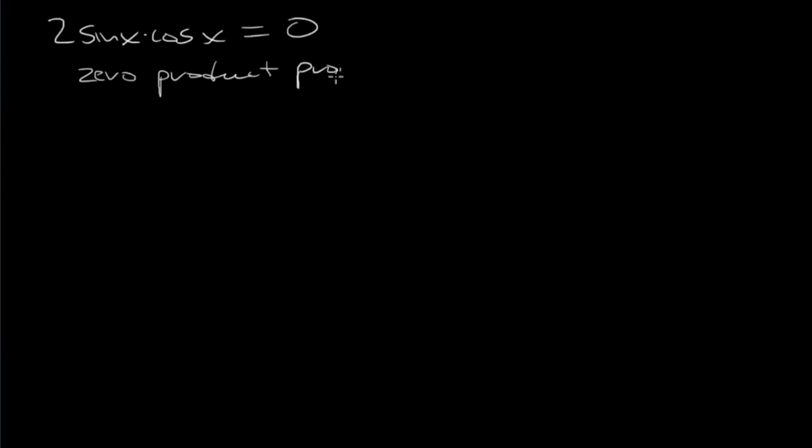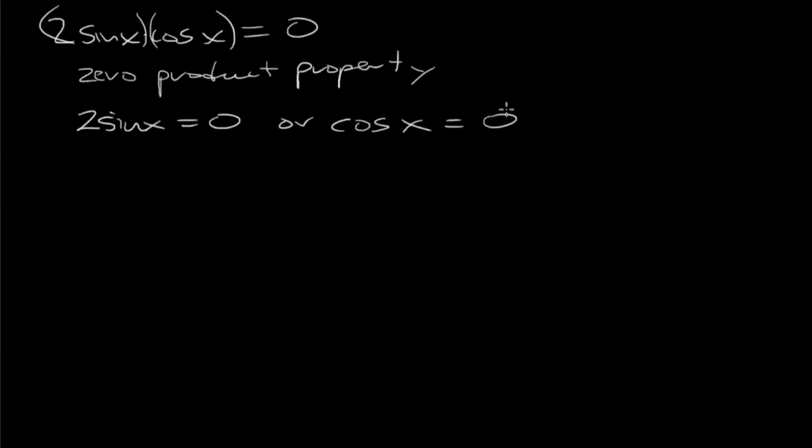We had 2 sine of x cosine of x equals 0. And what we could have done is we could have said, wait, this is multiplication. So using the 0 product property, I can divide this up any way I want. So like maybe here and here. So it's 2 things multiplied. Then I'd have 2 sine of x has to equal 0, or cosine of x has to equal 0.